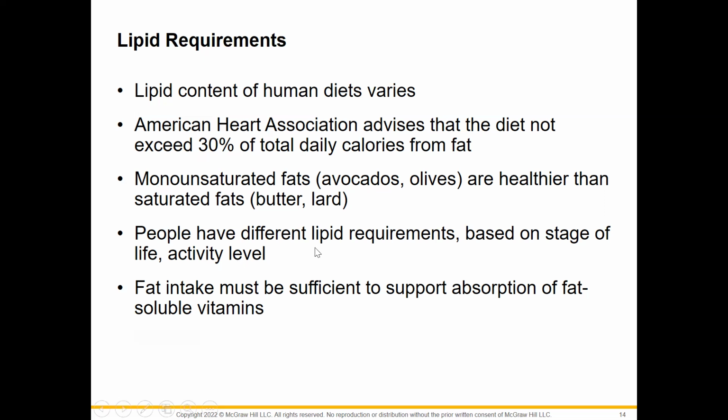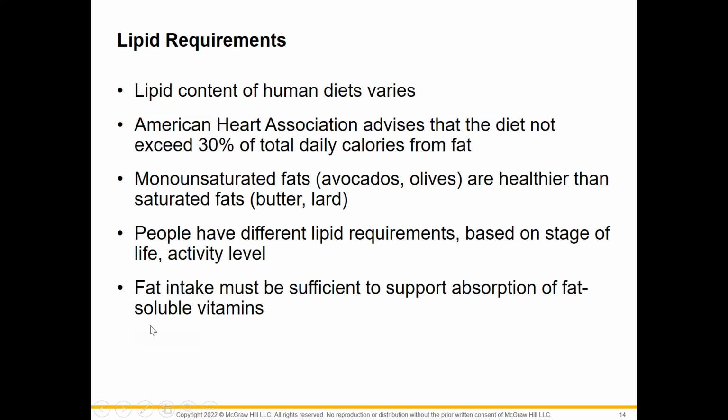Again, people have different lipid requirements based on their stage of life and their activity level. The more active a person is, the more fatty acids they need to use to help repair those cell membranes, the organelle membranes. You may also need more fatty acids to produce certain hormones, and to process other fats that you eat. And as a person gets older, your fatty acid levels change again according to where you are in your life.